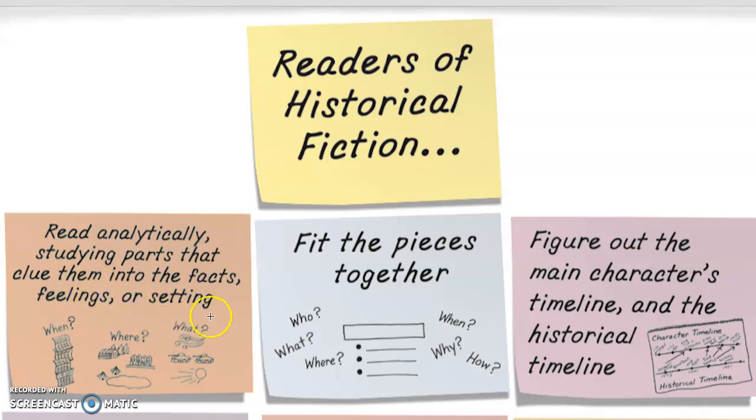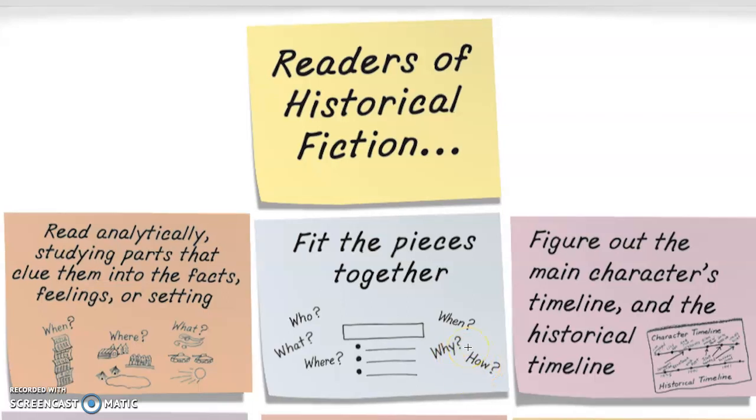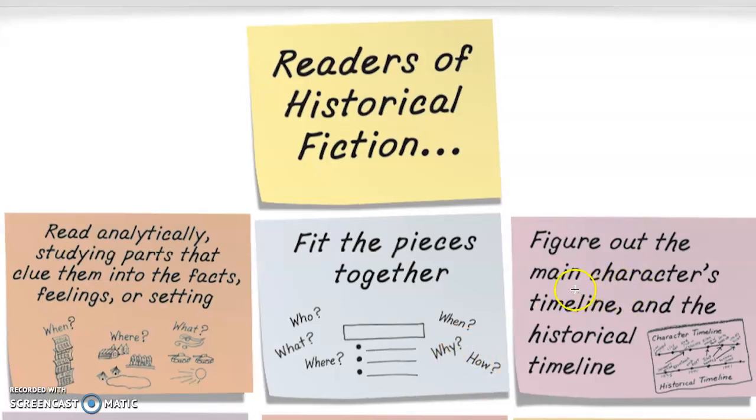In our first lesson, we thought a lot about how the setting was affecting the story. Then, our second lesson was where we were thinking about how the pieces fit together. We were doing that by asking the 5 W's: who, what, where, when, why, how. Okay? Today we're going to move on to the third lesson, which is we're going to figure out the main character's timeline and the historical timeline.